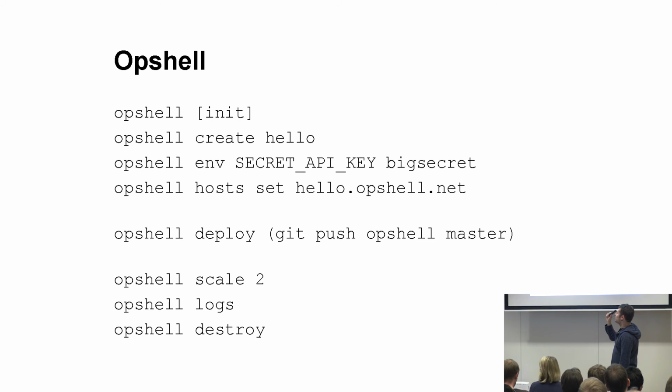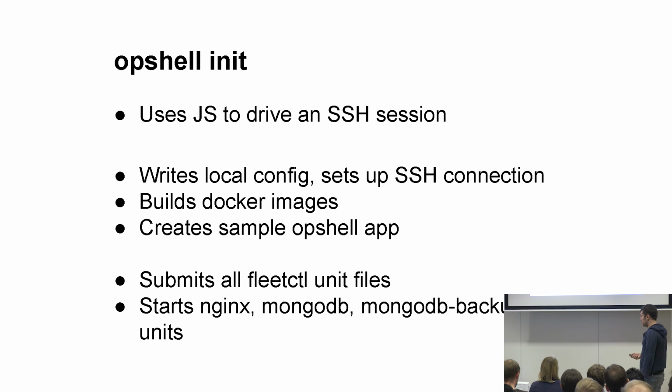Anyway, what you do is create an app, just like with Heroku, using opshell create hello, where that's the app name. You can set environment variables. You can add new hosts, so like domains, which that app serves. You can call opshell deploy, which under the hood just does a git push. You can scale it, view the logs, and finally destroy your application. So it's as easy as I could make it. I doubt this could be simpler, unless you had auto scaling and so on, but that's actually something I want to have control over.